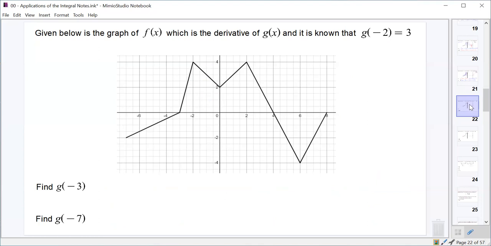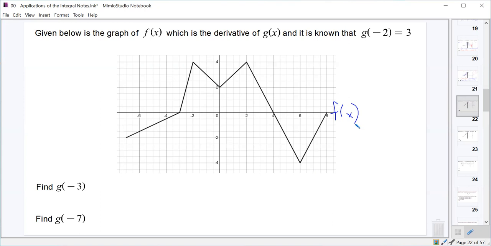Here we're looking at the same graph again, and we know that it's the graph of f of x. And we know that the derivative of g of x is f of x, same thing as before, but also that g of -2 is equal to 3. So instead of them giving us an integral this time, we worded it slightly differently, where g of -2 is equal to 3. So because we know that g of x is some antiderivative of f of x, we should be able to come up with a function to represent g of x.